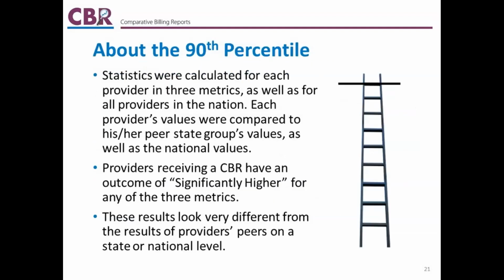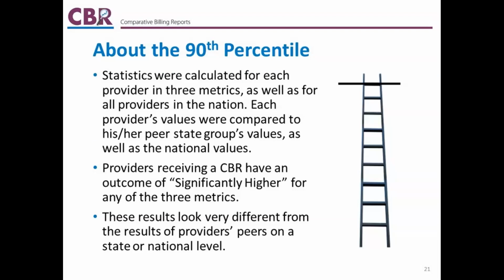I think that the visual on this slide can help us to understand the true meaning of the 90th percentile. It is important to fully understand these outcomes as they are criteria for the receipt of a CBR. In order to identify the providers who were above the 90th percentile, we calculated values for all providers for each of the metrics in each comparison group, which would be the peer, state, and nation. We then order all of the providers' values from highest to lowest.